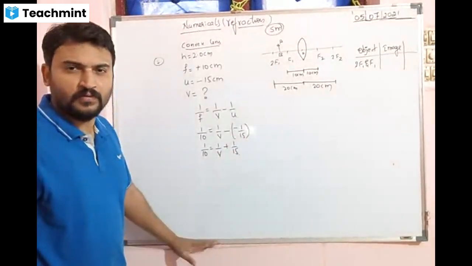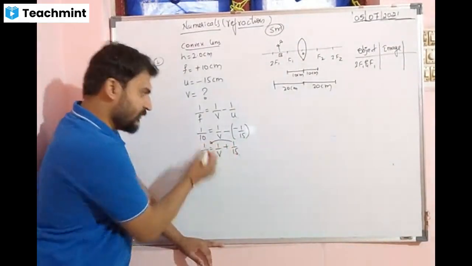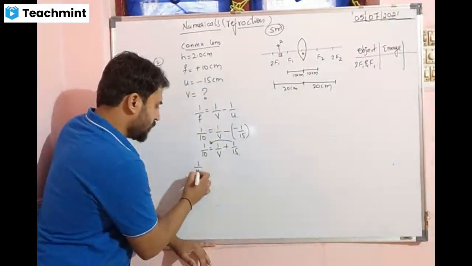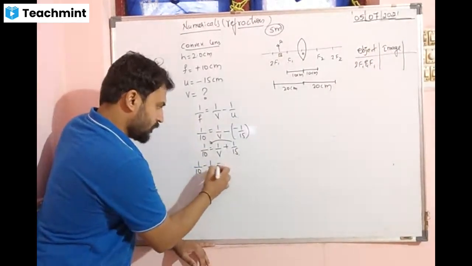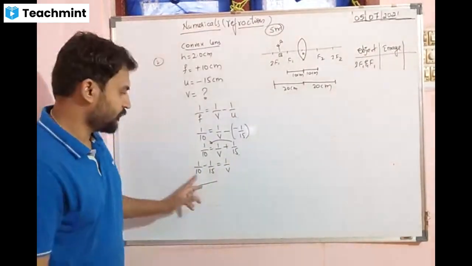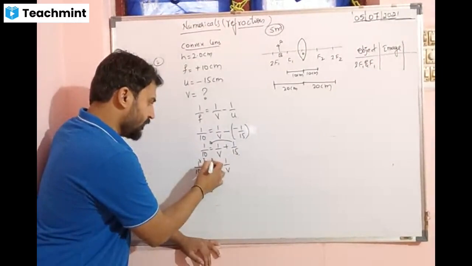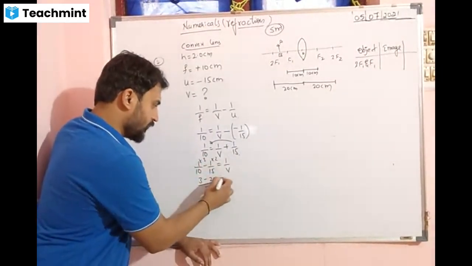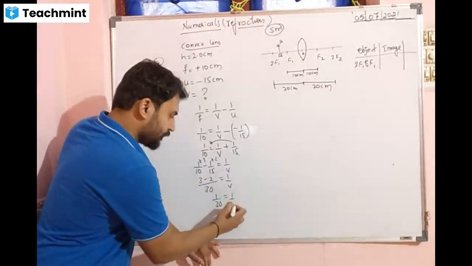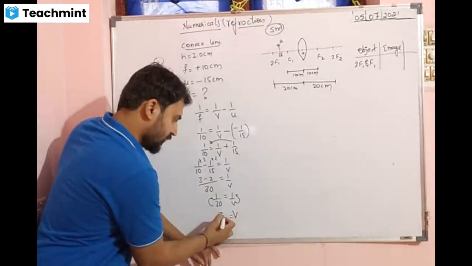Any doubts? No, sir. We will take this to the left side. Plus 1 by 15 comes to the left side as minus 1 by 15. LCM is 30. 3 threes are 15... 3 minus 2 equals 1, so 1 by V is 1 by 30. V is equal to 30 centimeter.